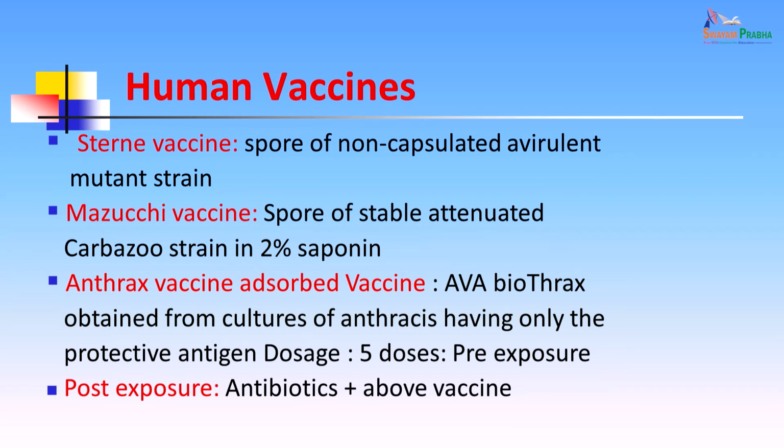The dosage of this vaccine is 5 doses pre-exposure. Post-exposure you can be given antibiotics. Along with it the vaccine is also given so that it can protect the person from getting anthrax.